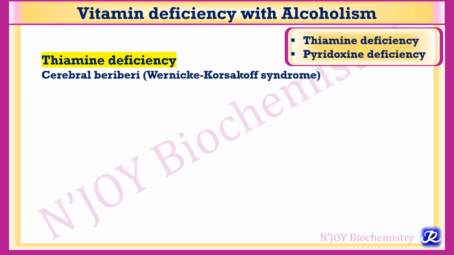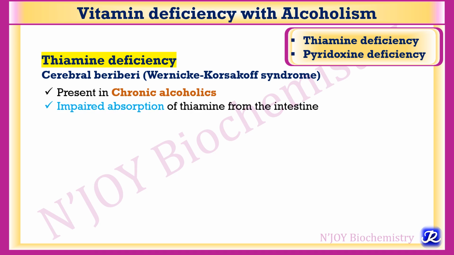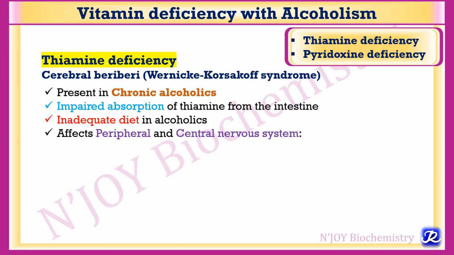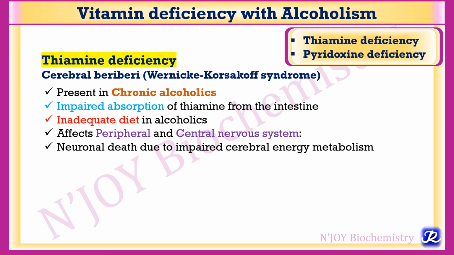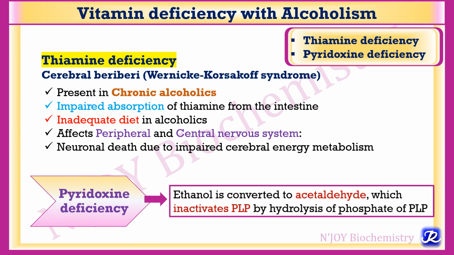So thiamine deficiency will lead to cerebral beriberi, that is Wernicke-Korsakoff syndrome, and it is present in chronic alcoholics because the alcohol will impair the absorption of thiamine from the intestine, and there is also an inadequate diet in alcoholics. This deficiency will affect both the peripheral and central nervous system, and there is neuronal death due to impaired cerebral energy metabolism. That's why thiamine deficiency can occur in alcoholism.